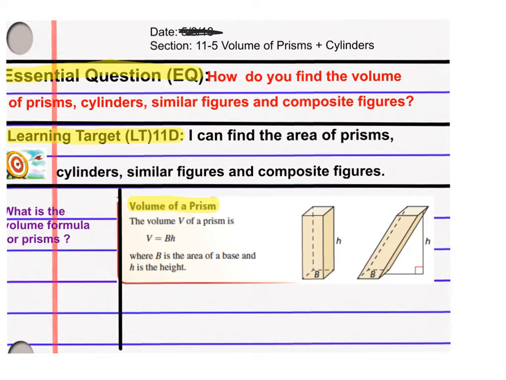Our essential question: how do you find the volume of prisms, cylinders, similar figures, and composite figures? Our learning target: I can find the area of prisms, cylinders, similar figures, and composite figures.